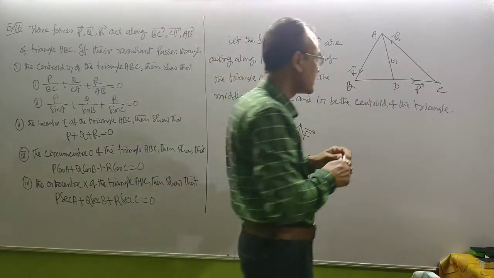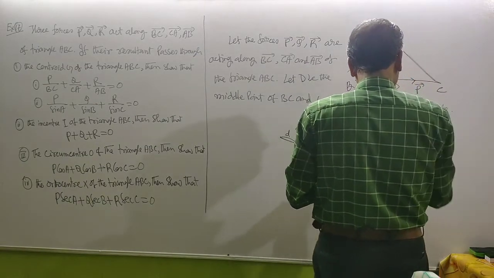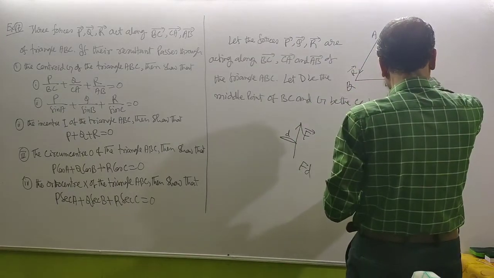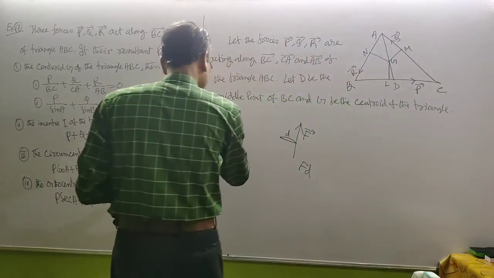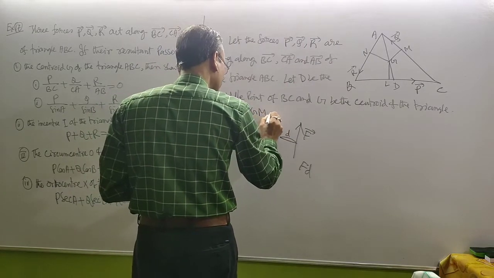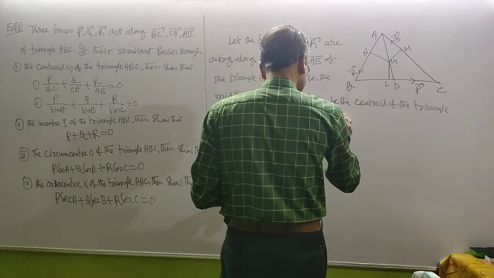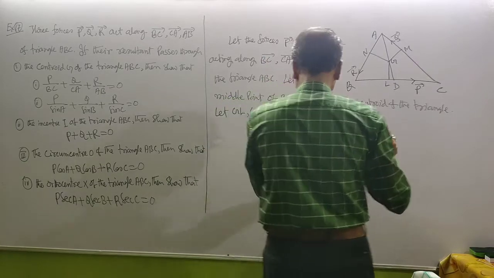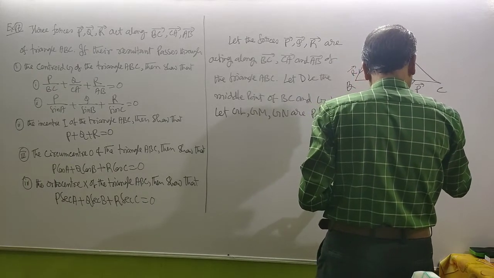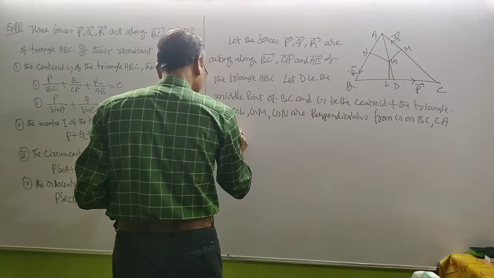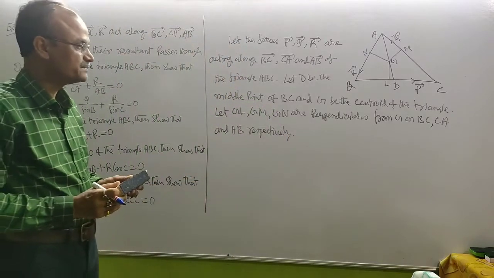draw the perpendiculars. Therefore let GL, GM, GN be the perpendiculars from G on BC, CA and AB respectively.